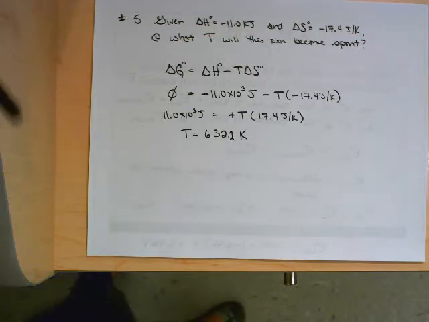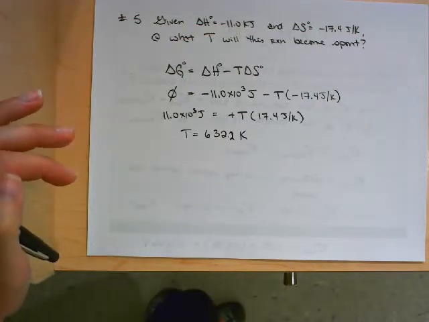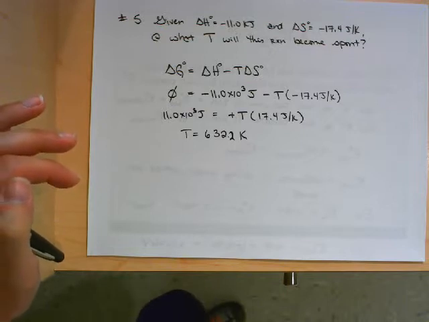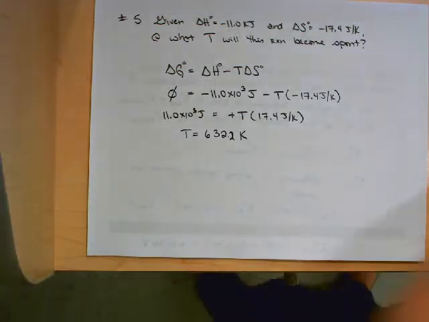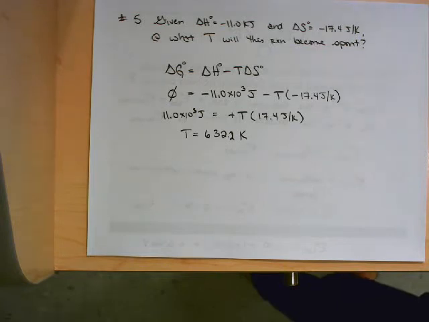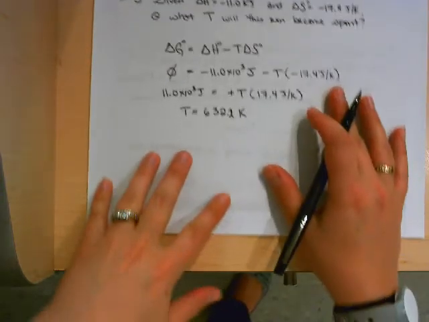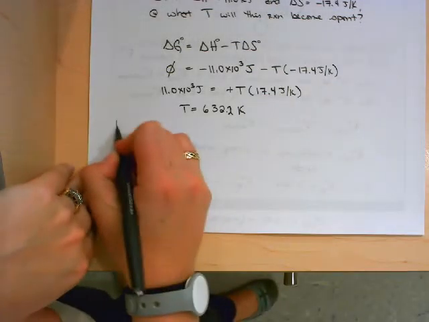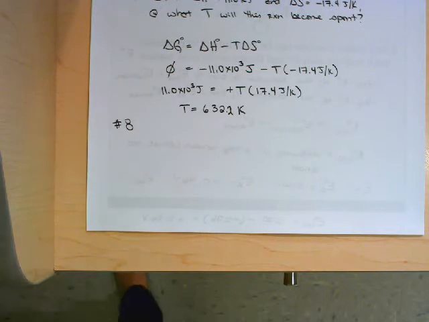Alright, so that's the temperature at which it can start to move over to become spontaneous. So at that point you're at equilibrium, so any temperature above that should make it spontaneous. I guess we want that. Let's see. That was 5. Alright, so that's number 8.